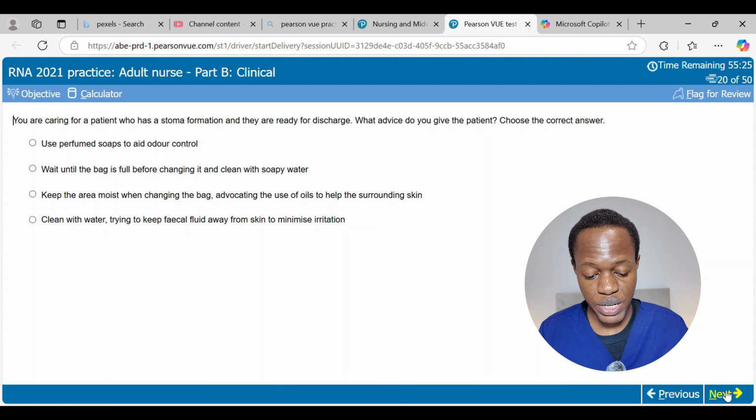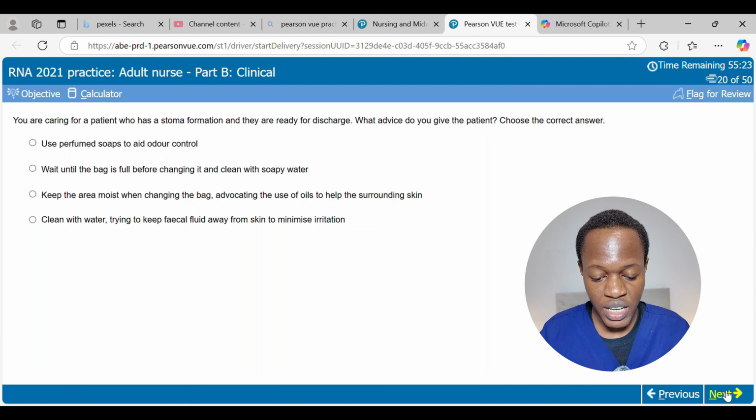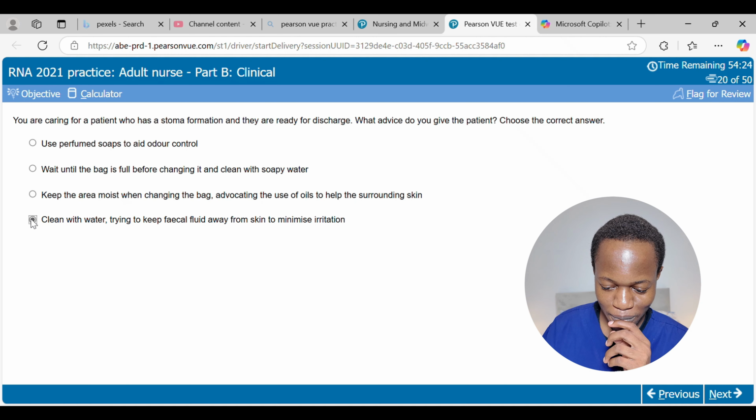You are caring for a patient who has a stoma formation and they are ready for discharge. What advice do you give the patient? Choose the correct answer. A, use perfumed soaps to aid odor control. B, wait until the bag is full before changing it and clean with soapy water. C, keep the area moist when changing the bag, advocating the use of oils to help the surrounding skin. D, clean with water, trying to keep fecal fluid away from skin to minimize irritation. I'm just going to choose this, but I am not sure.